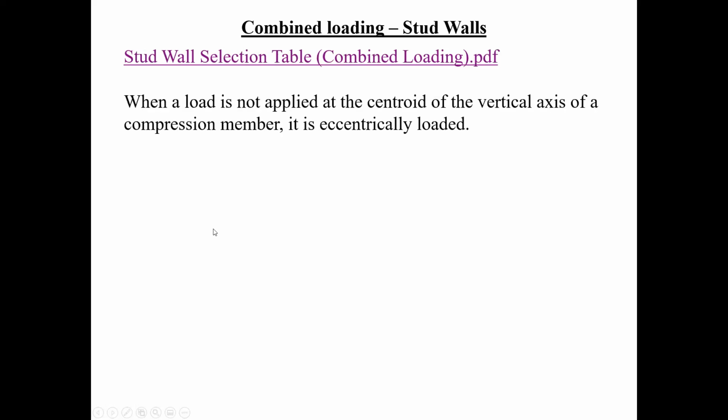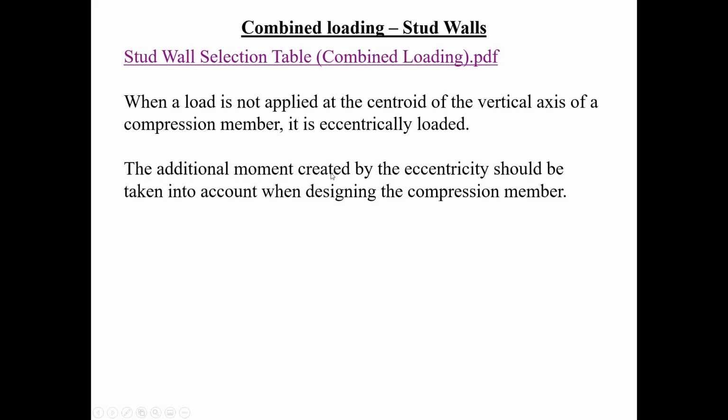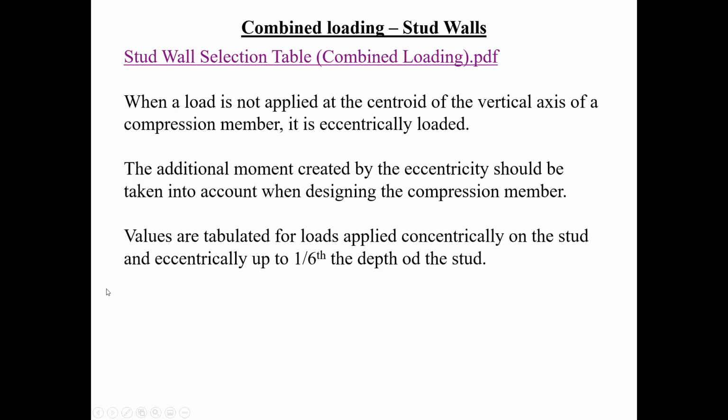But that's secondary for me, okay? So when a load is not applied at the centroid of the vertical axis of a compression member, it is eccentrically loaded, and that's what I just finished explaining. The additional moment created by eccentricity should be taken into account when designing the compression member. Now, the values are tabulated for loads applied concentrically on this table, in other words where E is 0, and up to a maximum where E divided by D is D divided by 6, 1/6 of the depth of the stud. You can still use the table, okay? If it happens to be greater than that, you use the formula.